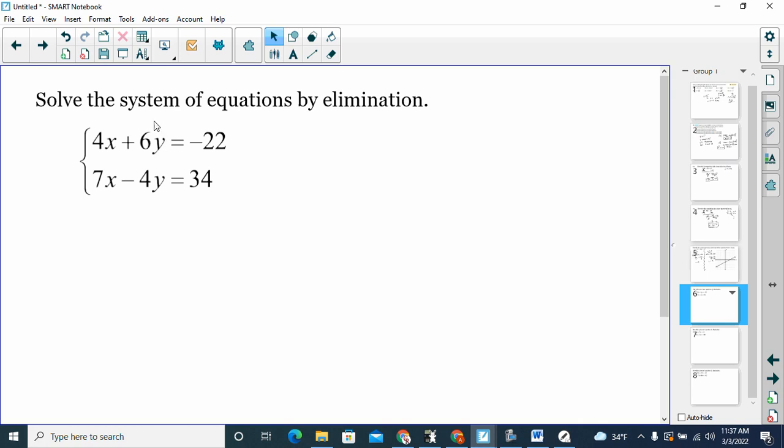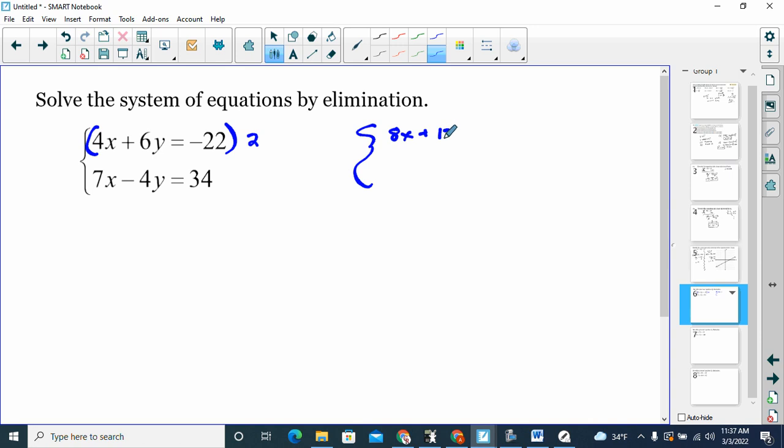So I want to make this positive 12y. To make that positive 12y, we need to multiply that equation by 2. 6 times 2 is going to give me 12. I'm multiplying the entire equation by 2. 4x times 2 gives me 8x. Positive 6y times 2 is plus 12y. Negative 22 times 2 is negative 44.